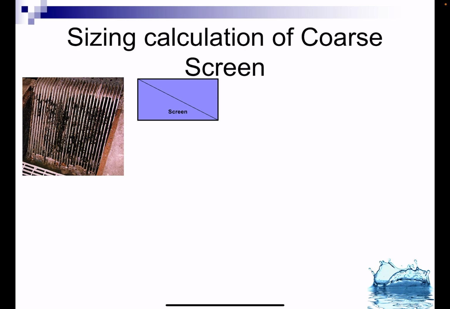For the sizing calculation of a coarse screen, whether it's a manual or mechanical bar screen, the maximum velocity, Vmax, of the flow should never exceed 0.9 meters per second. Why? This is to prevent washout of solids through the bars. So kung masyadong malakas yung velocity, pwedeng makapasok yung other solids. Okay? Okay, how are you going to design now your coarse screen?